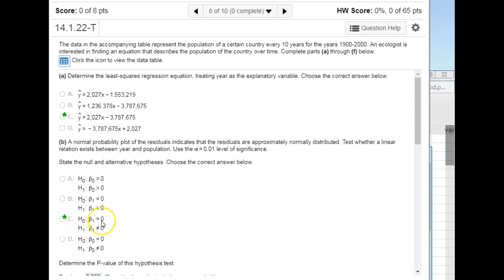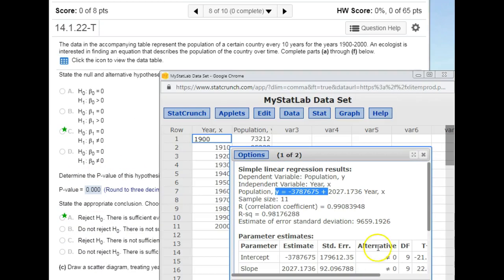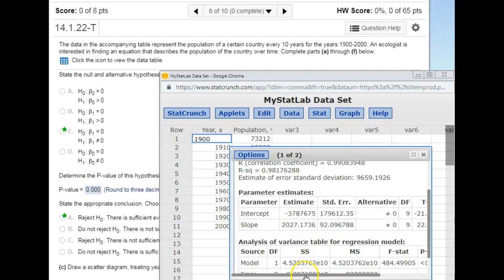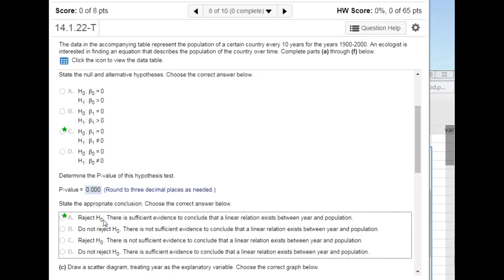So our null is always that the slope is going to be 0, and our alternative is that it's not 0, that the slope's either positive or negative, but that there is some slope to the regression equation. So the p-value of that, jumping back into StatCrunch, you'd go to slope and go all the way over and get the p-value, and that is way below alpha. And so we will reject the null hypothesis, which was that there's no slope, and accept the alternative. So there is sufficient evidence to conclude that a linear relation exists between the year and the population.